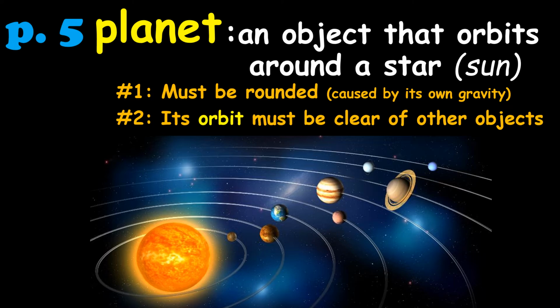Its orbit, then, it must be clear of other objects, meaning that as it travels around the sun in its set path, it's not hitting other planets. It's not knocking other things out of the way. So when we look at that orbit, then, it's just the path that we travel around.